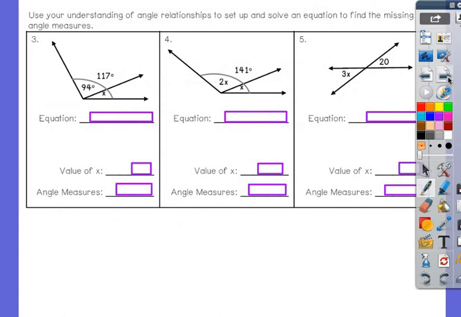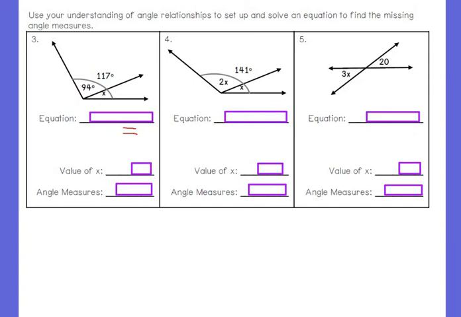Number 3. I see one angle labeled as x, and I see one angle labeled as 94. And I see that they're telling me both of these angles together equal something. What does it equal? 117. So I can write an equation for that. 94 plus x, I know both of those will add up to 117. That's all that problem is saying.